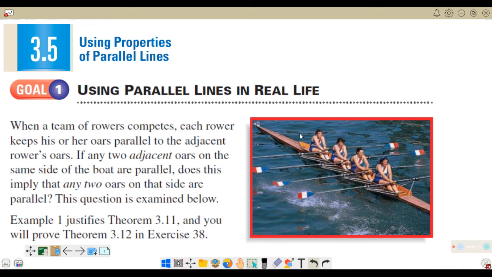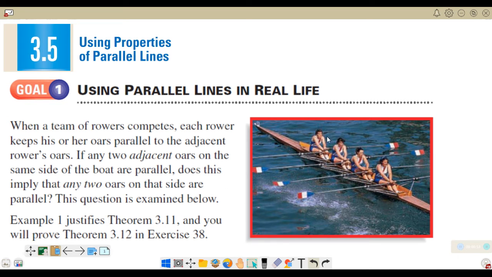You will see there a team of female rowers. When a team of rowers competes, each rower keeps his or her oars parallel to the adjacent rower's oars. So dapat daw yung mga rower na magkalapit, yung mga sagwan nila parallel to one another. If any two adjacent oars on the same side of the boat are parallel, does this imply that any two oars on that side are parallel?